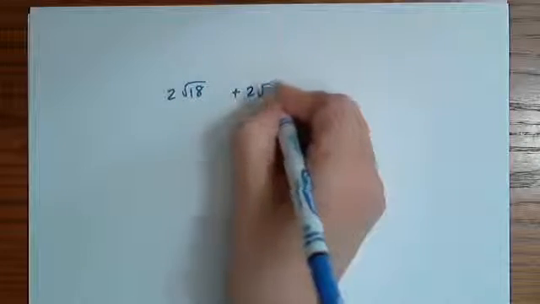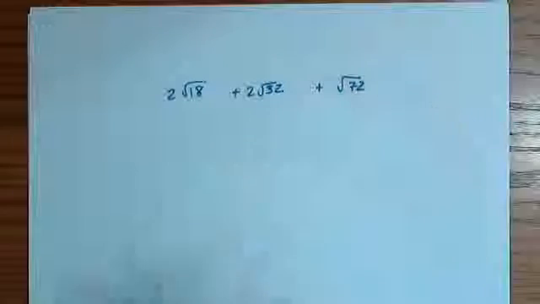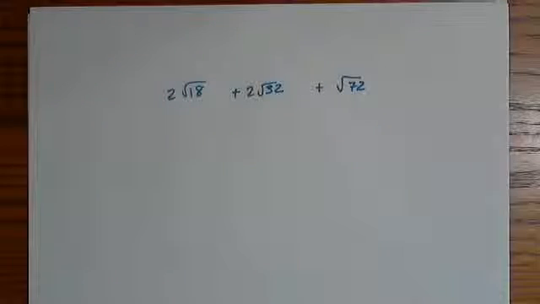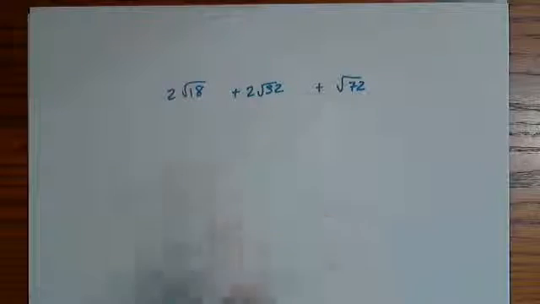We have more examples where the radicals, or radicands, the number underneath the radical, are not the same. So I apologize for the extra sound effects in my house today. We have 2 root 18 plus 2 root 32 plus root 72. Now it doesn't look like any of those are the same, but we should try to simplify these radicals in order to see if we can add anything together.